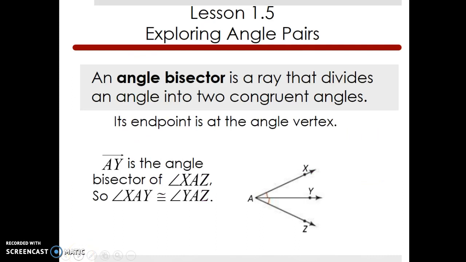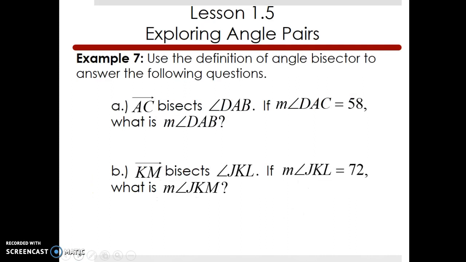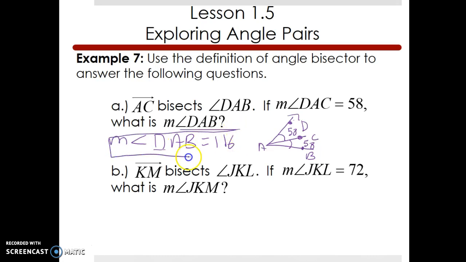An angle bisector is a ray that divides an angle into two congruent sides. So that basically means that this half is going to equal that half. They're equal to each other. So you have DAB, and AC bisects it. So what we know is this half is equal to that half. So if DAC is 58, what will DAB be? Well, this side is also 58. So what is 58 plus 58? The measure of angle DAB is going to equal 116 because 58 plus 58 equals 116.